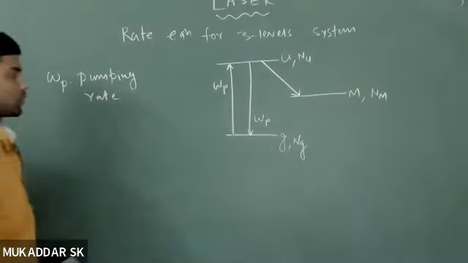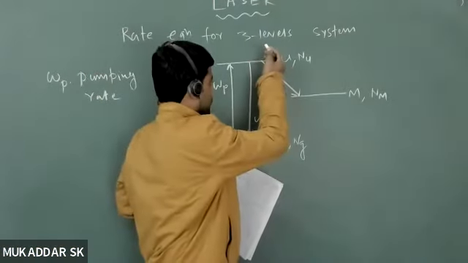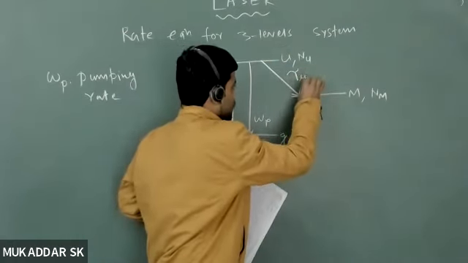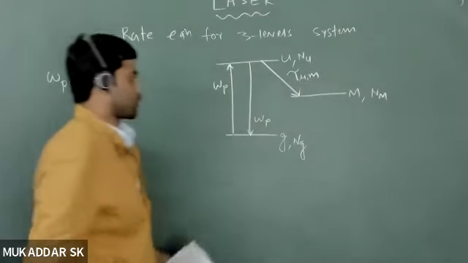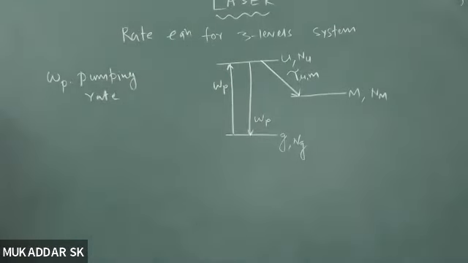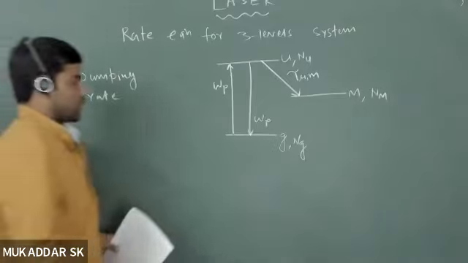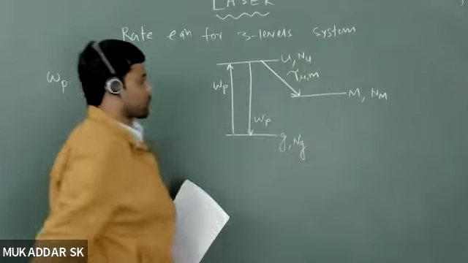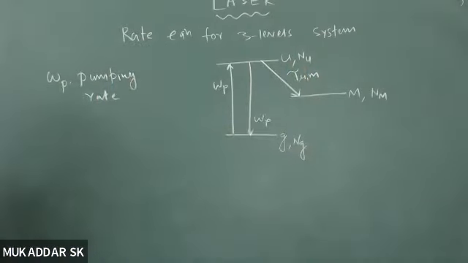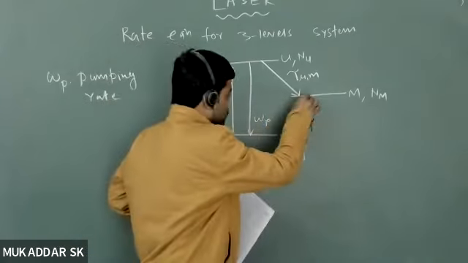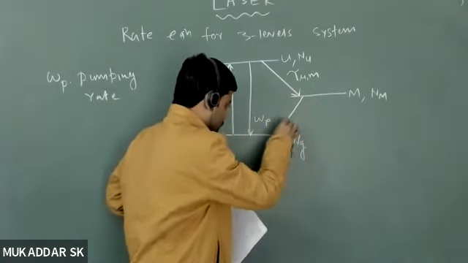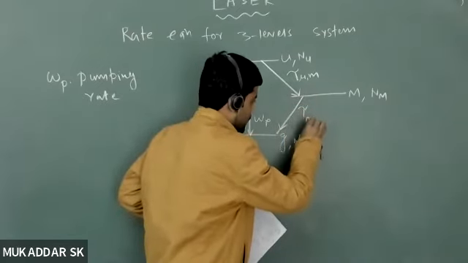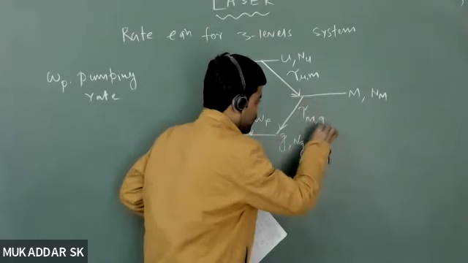Let us assume the lifetime of this decay from upper to metastable state is tau subscript u,m. And the lifetime of this decay from metastable to ground state, let us assume, is tau of m comma what? It should be g, right?